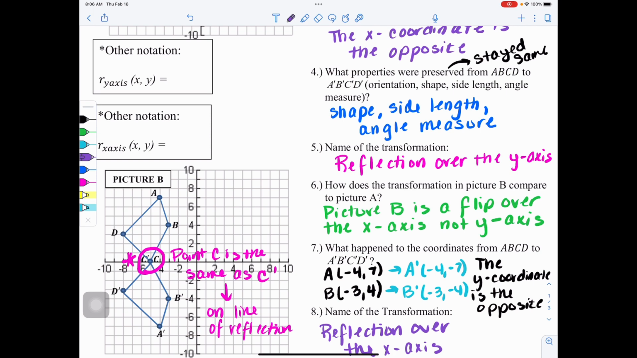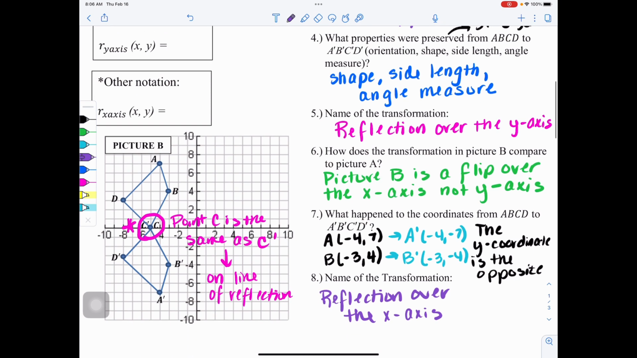Now, I wanted you in number 6 to compare picture B to picture A and say what you noticed. So hopefully you saw that picture B is a flip over the x-axis instead of the y-axis. So in number 7, I asked what happened to the coordinates from A, B, C, D to A prime, B prime, C prime, D prime.